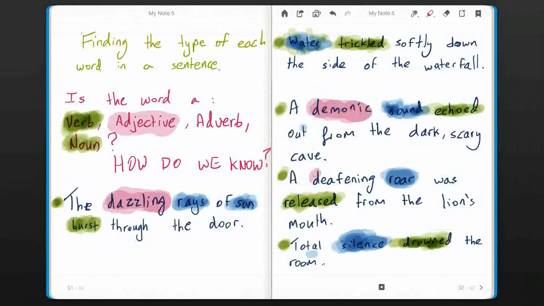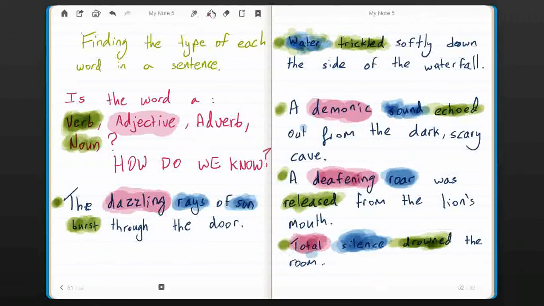This one does. It was deafening. It was a deafening roar, which means a very loud roar. And this one does as well, because it says total silence, and that means complete silence. Now for the last but not least, we've got adverbs. Adverbs are really, really important. They describe how something is done. They're actually describing the action word, which is the verb.